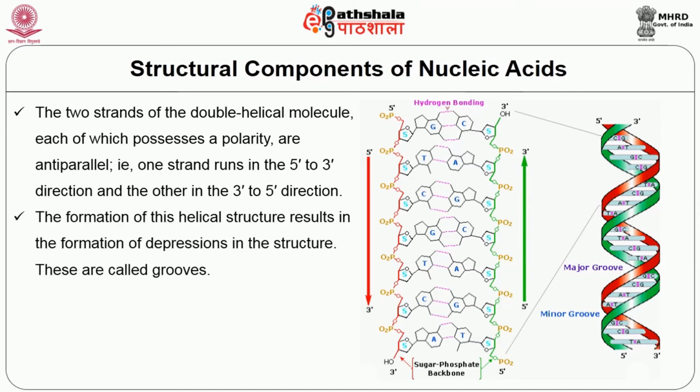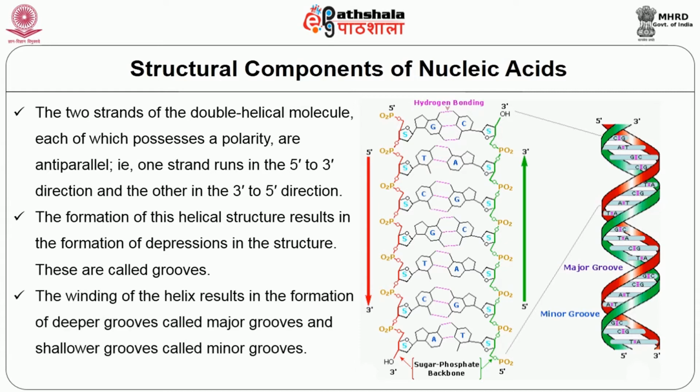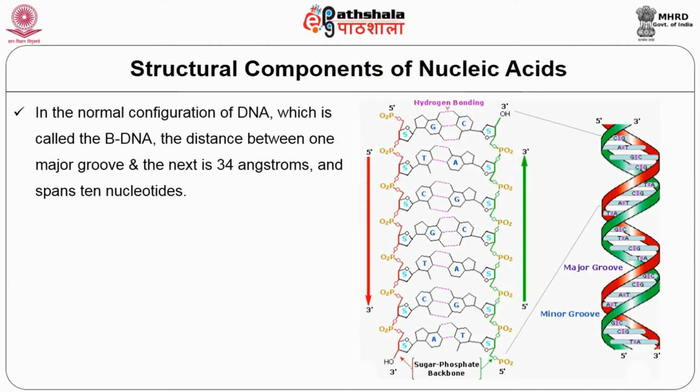The formation of this helical structure results in the formation of depressions in the structure. These are called grooves. The winding of the helix results in the formation of deeper grooves called major grooves and shallower grooves called the minor grooves. In the normal configuration of DNA, which is called the B-DNA, the distance between one major groove and the next is 34 angstrom and spans 10.5 nucleotides.